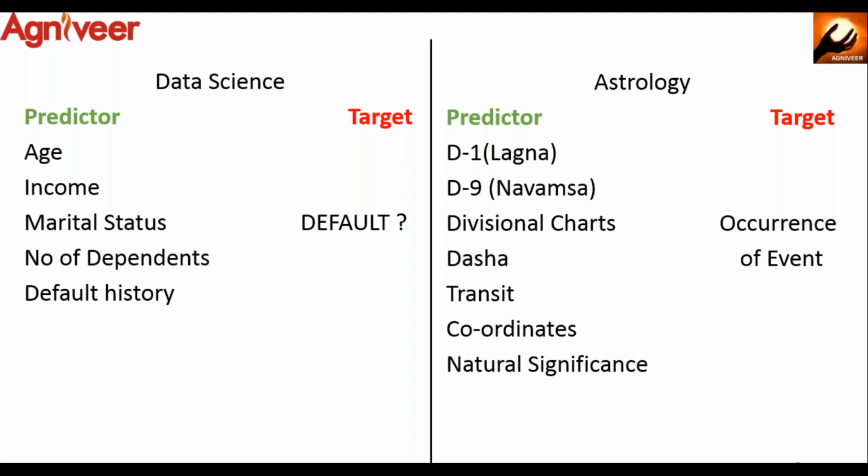Coordinates of planets also make sense. It is also a very good predictor for me, because coordinates help me to understand what is going to happen under a certain dasha, what is actually expected, and also the natural significance of the planet. So this will also help me to determine that.